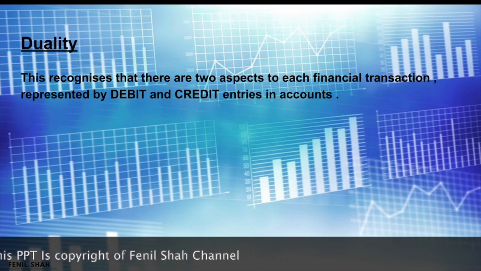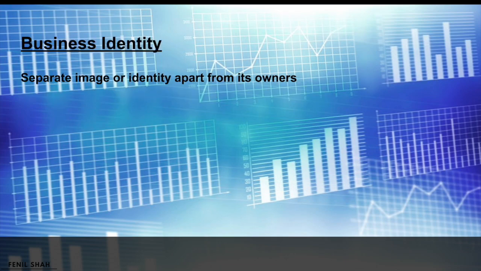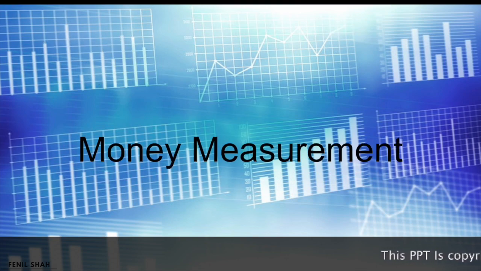What is duality? One of the first concepts is duality. This recognizes that there are two aspects, that is, debit and credit entries. That is the duality concept. We have business identity. What is business identity? This is a broader topic, but I'll explain it in shorter and simpler language. Business identity is only that much: a business has a separate identity apart from its owner.